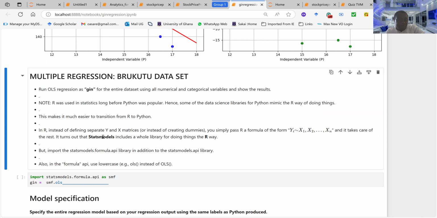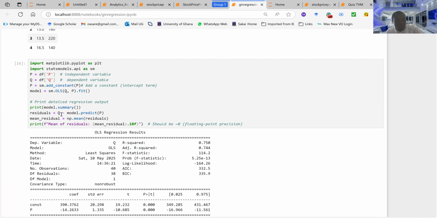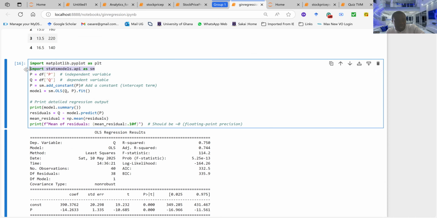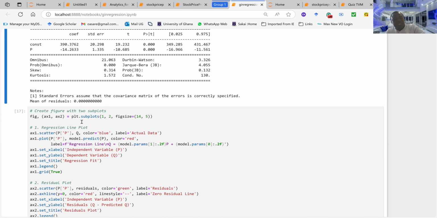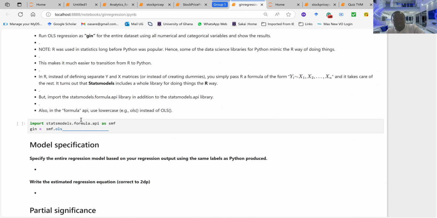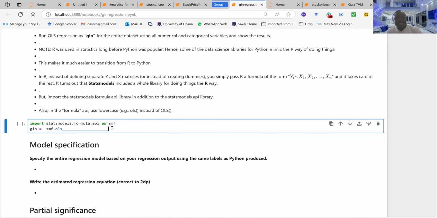But you have to import the statsmodels formula API, this one. I've already done the import here, the statsmodels.api assignment, so it's already been imported. I have to import that in addition to the API library. And also in the formula API, you use lowercase ols. This one you can always change, but I've decided to use lowercase ols. So we are going to edit this model. So here you have the importation.